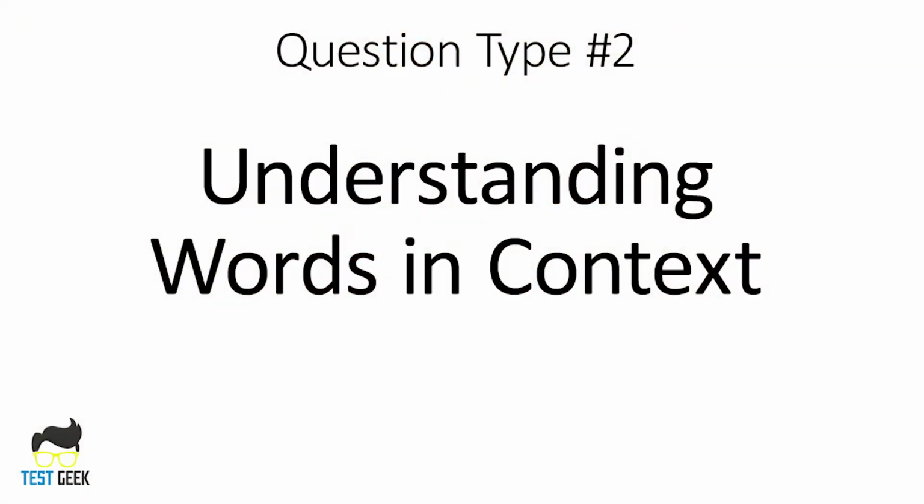Now, the second type of question is understanding words in context. These questions get a bit more complicated and require you to use vocabulary knowledge to understand what a word in the passage probably means. You'll have to use context clues from the passage to help you determine what a certain word most likely means. Another variation of this type of question is to determine how the author's word choice contributes to the meaning, style, and tone of the passage.